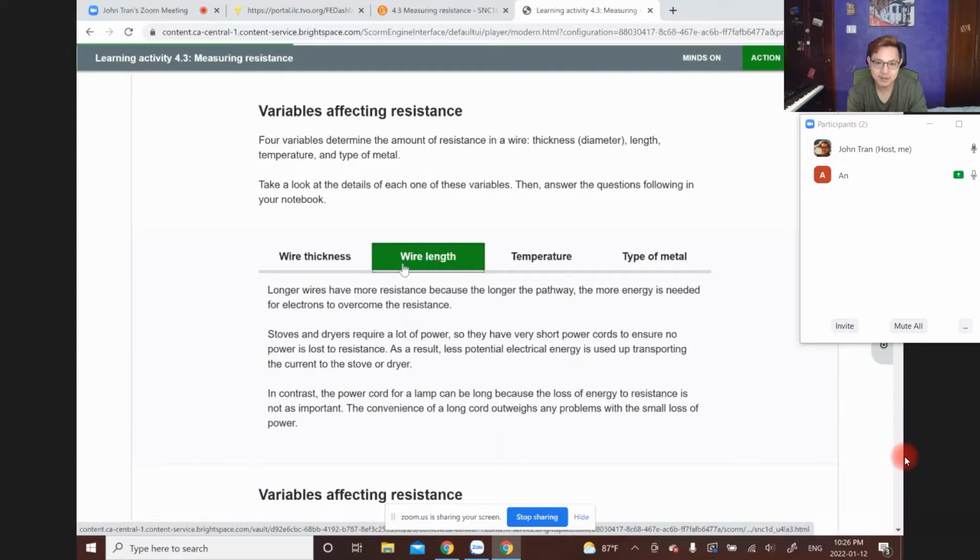Longer wires, more resistance, because the longer the pathway, the more energy is needed for electrons to overcome the resistance. So of course, the longer the way, the more enemies you have to fight. Just imagine it like that. Same thing with electrons: the longer it is, the more material the electrons have to flow through, the more the resistance.